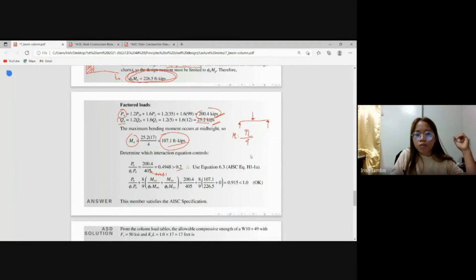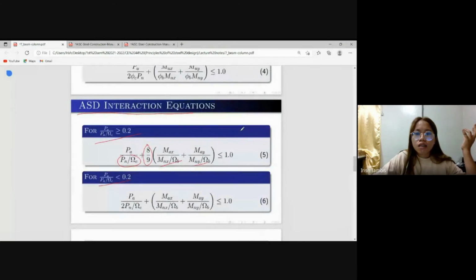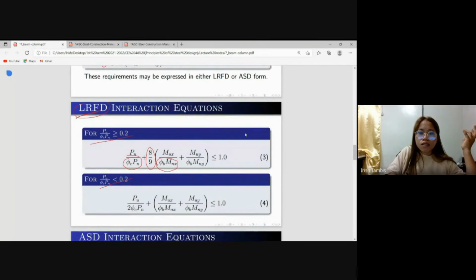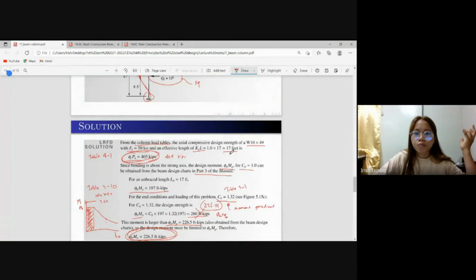We have to reduce slightly the moment. We have to use equation 6.3, where we have here the coefficient 8/9 in the moment, no? Sakto ba? Yes, this one. Now we have to use the first case, because the ratio at the actual load is greater than 0.2.